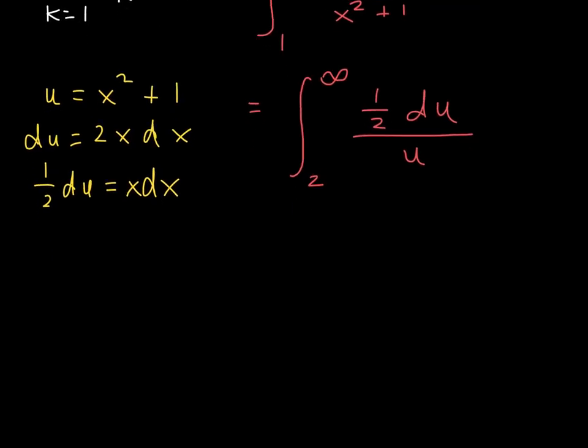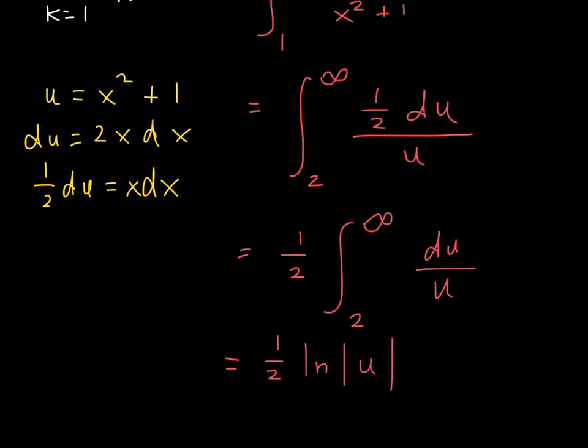Okay, so then this is 1/2 the integral from 2 to infinity of just 1 over u, like that, right? Which, of course, you can write as 1 over u du, okay? So here we know that this leads us to 1/2 times the natural log of the absolute value of u from 2 to infinity.